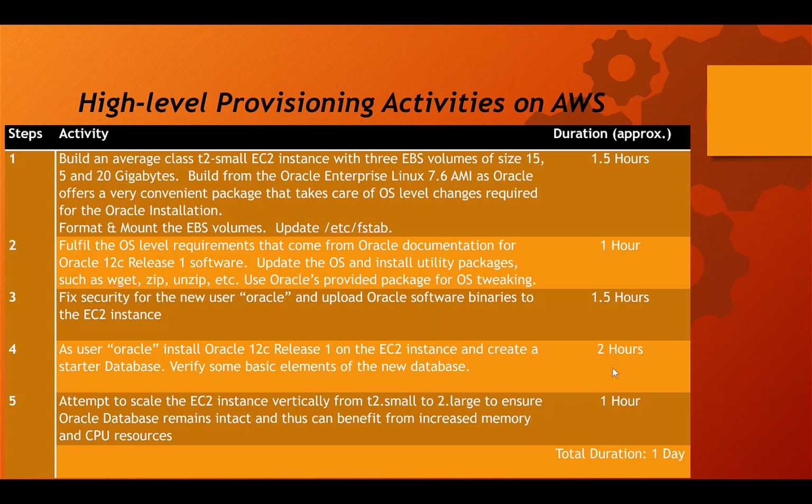We will be uploading Oracle software binaries to the EC2 instance. And then as user Oracle, we will install Oracle 12c Release 1 on the instance, create a starter database, also verify some basic elements of the new database to make sure it's working fine. Lastly, we will try to scale the EC2 instance vertically up from T2 small to T2 large to ensure that Oracle database remain intact and can benefit from the increased memory and CPU resources. So next we will go to the AWS console and start our activities.